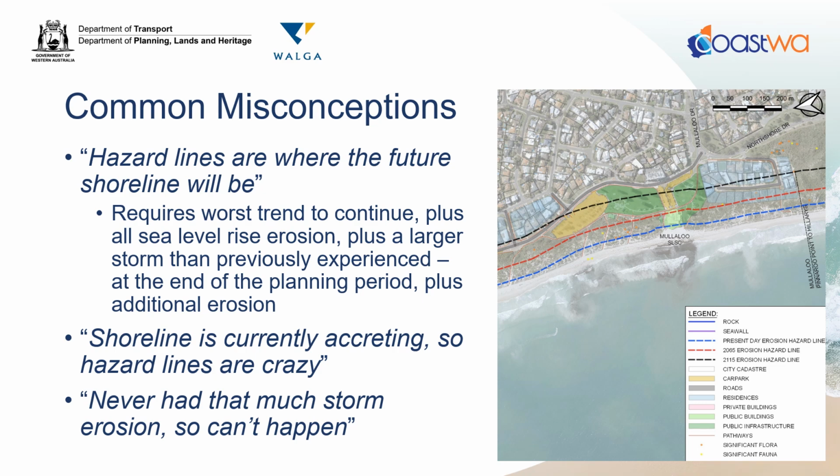We also hear often that we've never had that much storm erosion occur. It can't happen. It's crazy. Well, the storm erosion predicted or modelled under that 1% AEP event is intended to be a very, very severe storm, the likes of which we haven't seen on a lot of these beaches in recorded or at least recent history. So these are the kind of comments we might often hear.